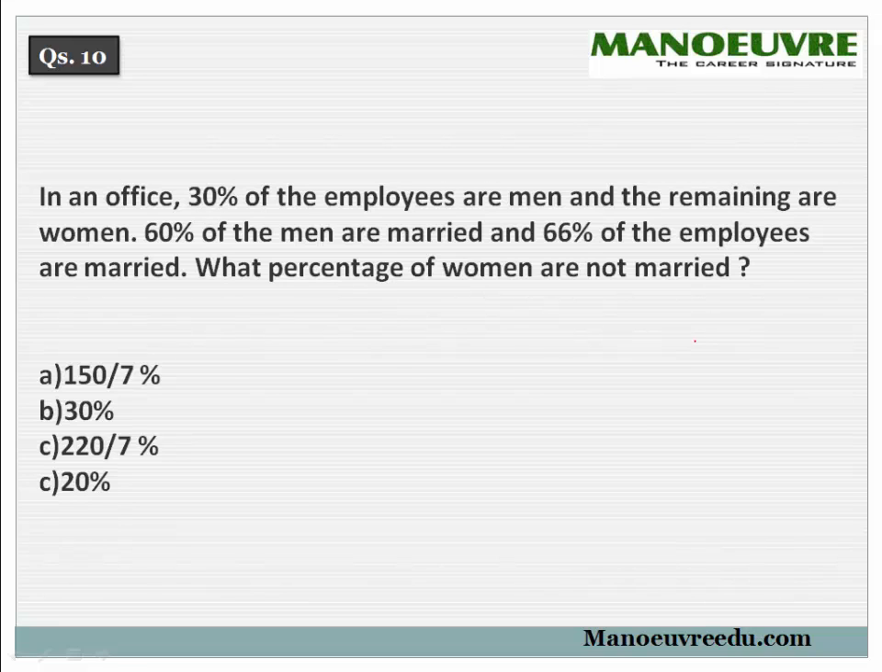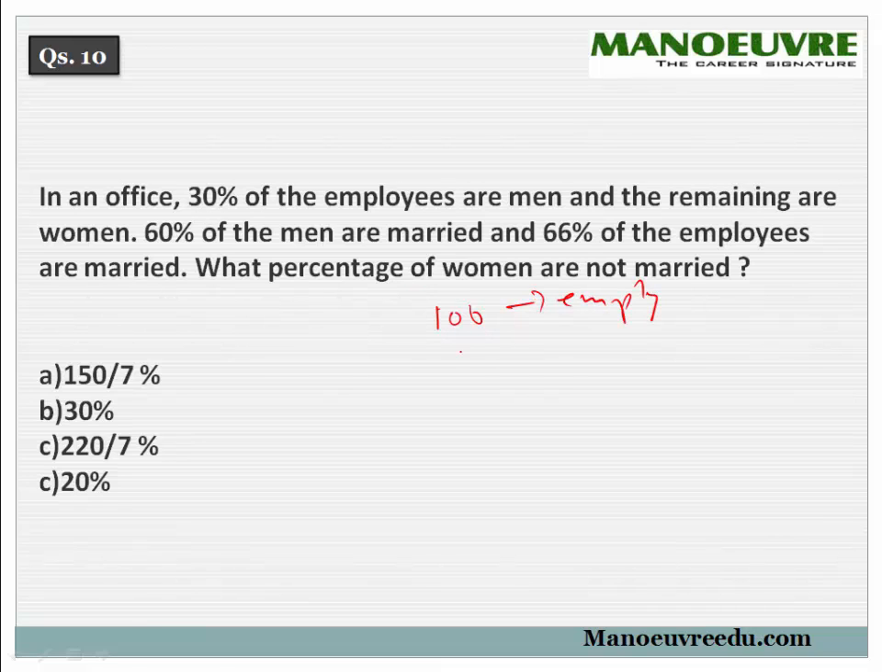In an office, 30% of employees are men and the remaining are women. 60% of men are married and 66% of employees are married. Okay, employees, men, women. 30% of employees are men. So can I say there are 100 employees?